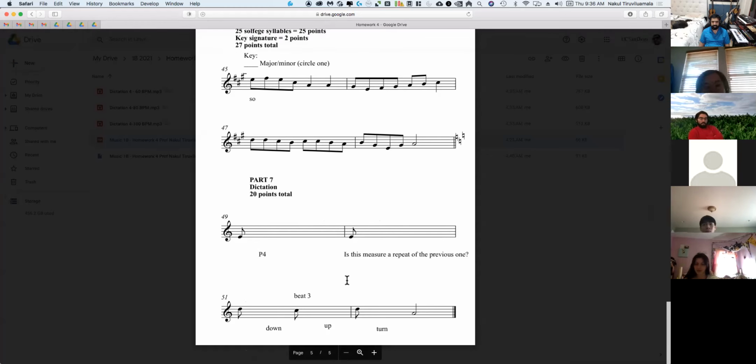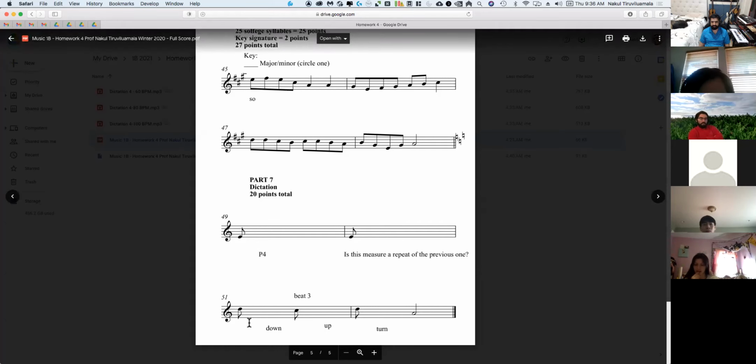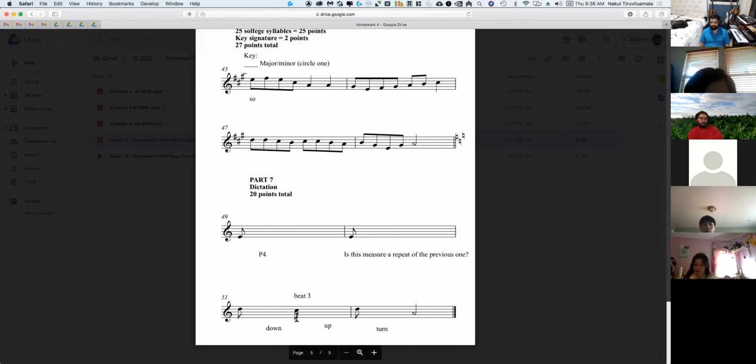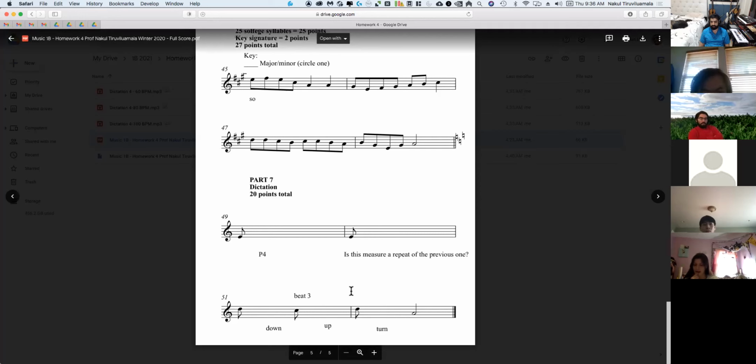Interval down, interval up. So there's sort of an upward progression here, a downward progression here, an upward progression here, and there's a turn here.